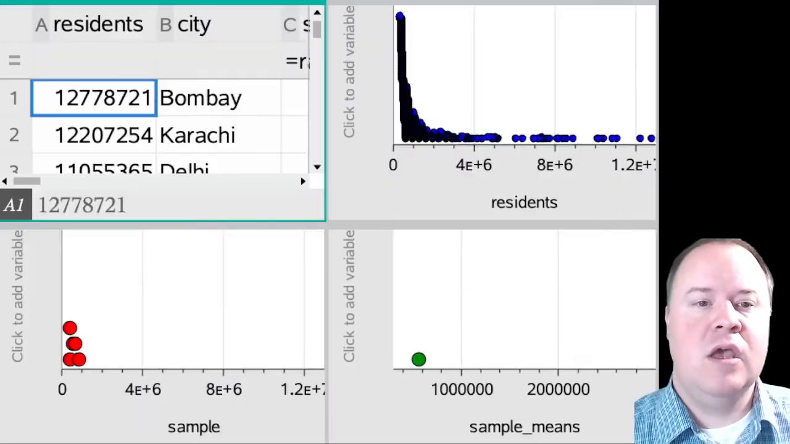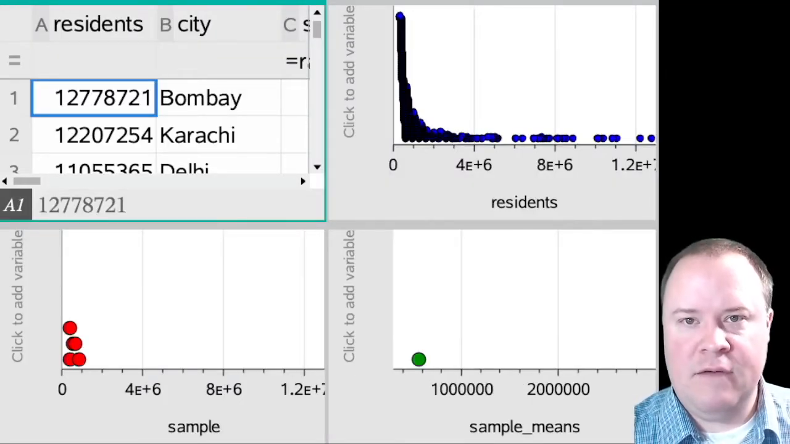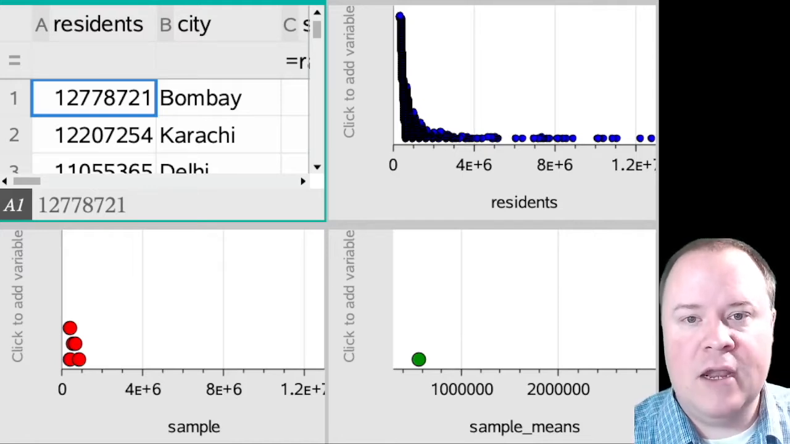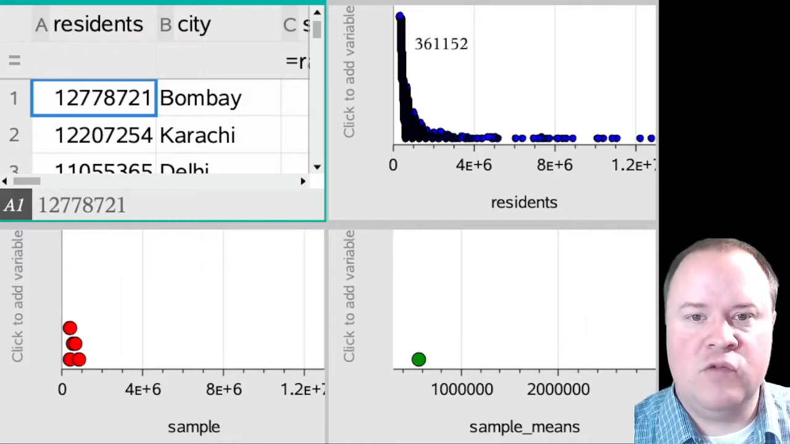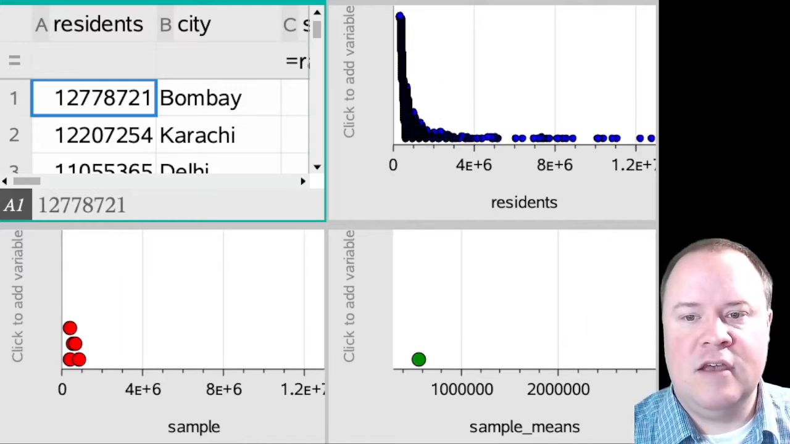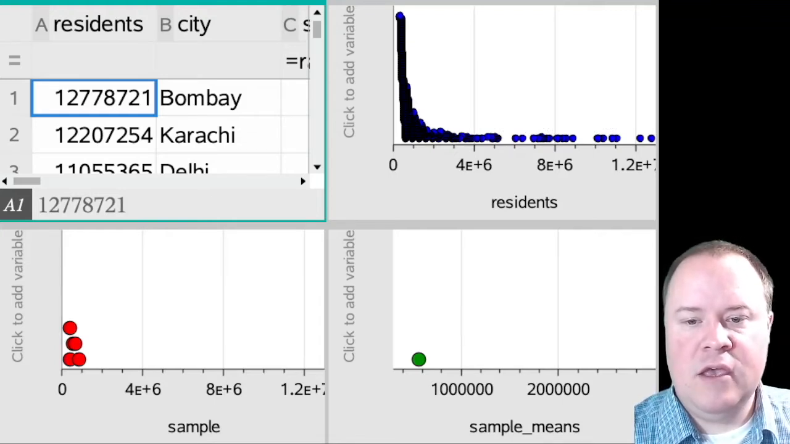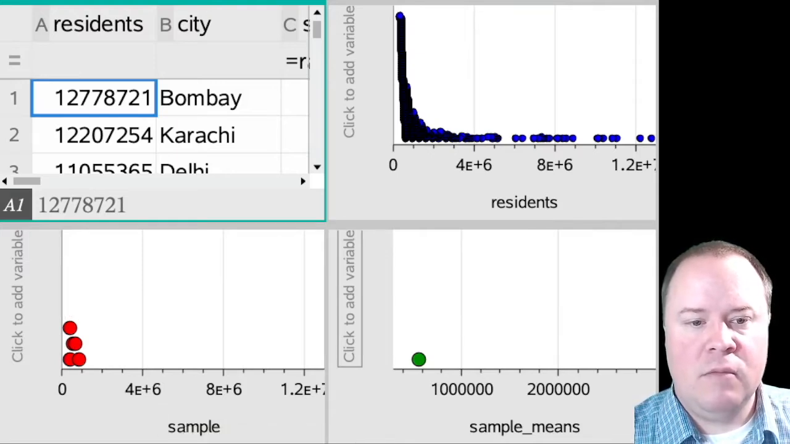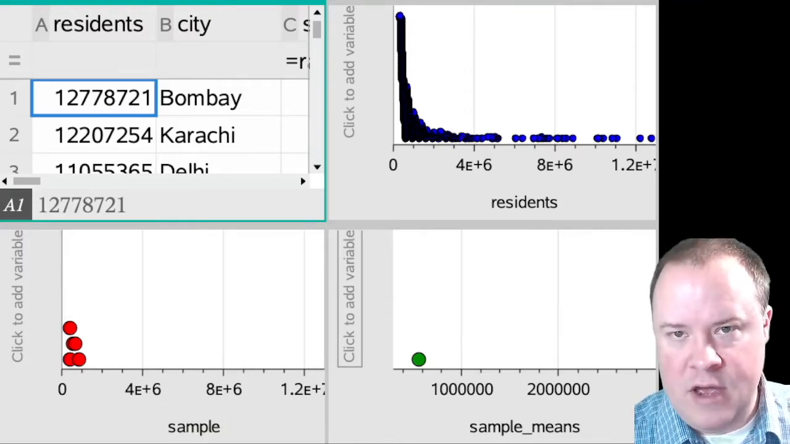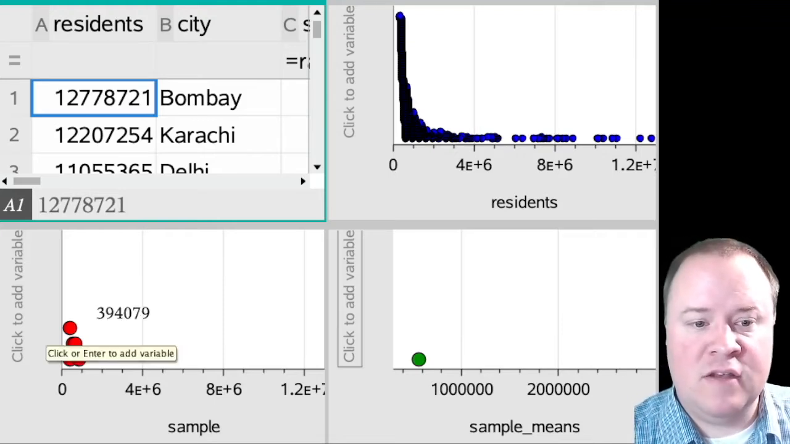So here in this image, the data is actually in the top left quadrant. In the top right, you see the dot plot of the actual distribution. So this is the actual 1,000 largest cities in 2008. So you can see it goes up there. And then in the bottom left here, we have the first sample of 5. So I've randomly selected 5 cities from the list, and you can see them here.